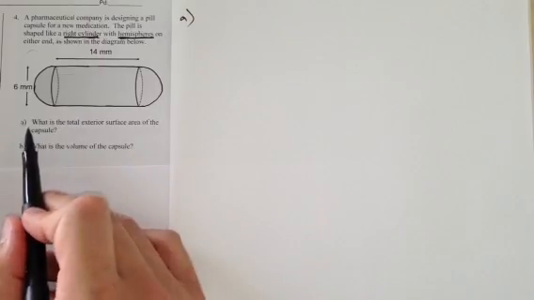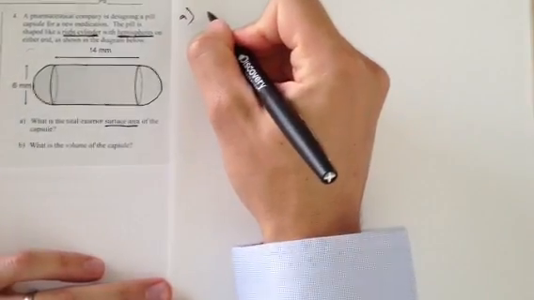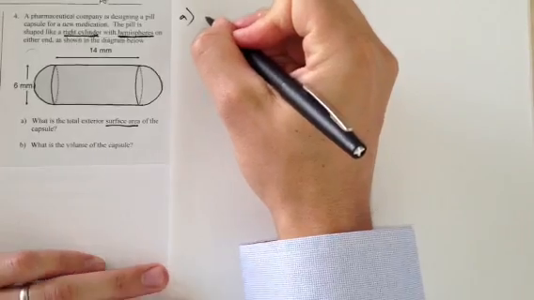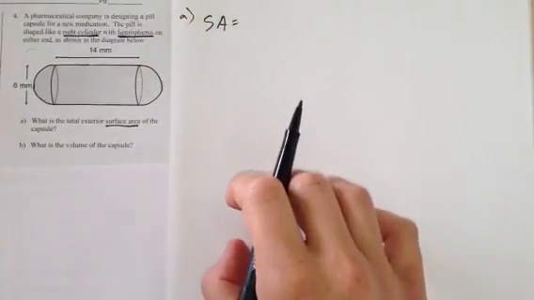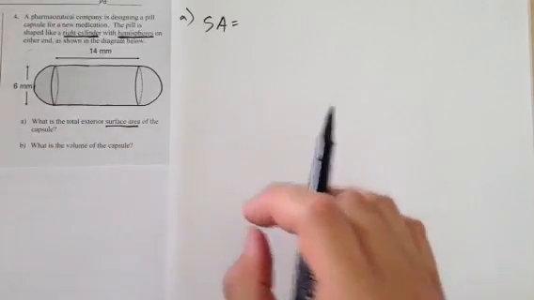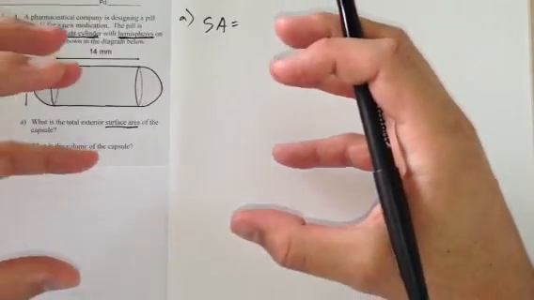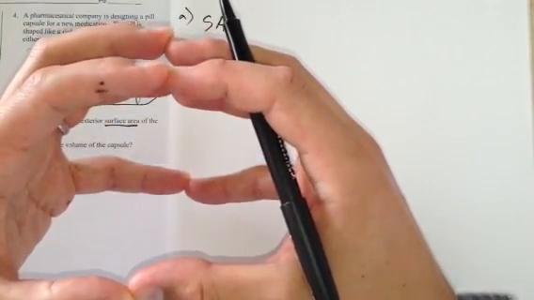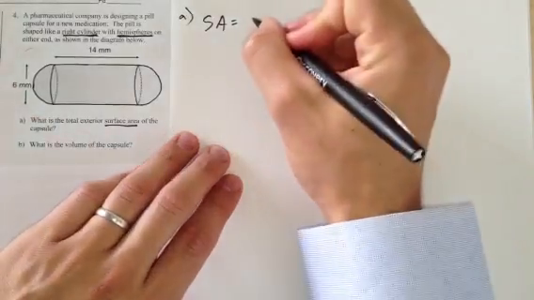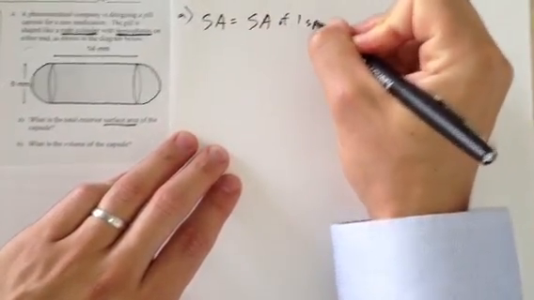So when we're talking about part A, what is the total exterior surface area of the capsule? Well, the surface area of the capsule is the surface area of this hemisphere plus the surface area of the middle part plus the surface area of the other hemisphere. And in reality, two hemispheres, when you bring them together, equal one sphere. So for the ends, that's the surface area of one sphere.